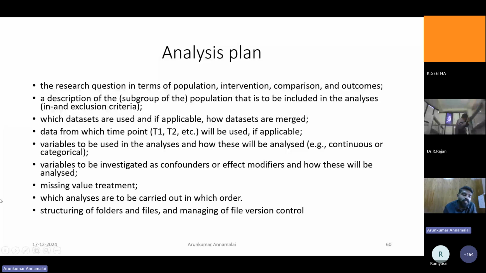And the variables to be used in the analysis: what are the variables that I'm going to include? If I'm going to build a model, how do the variables sit in this model, and whether it's a continuous model or a categorical model? What are the variables that are confounders or effect modifiers, and how will these be analyzed? How will I deal with missing values?